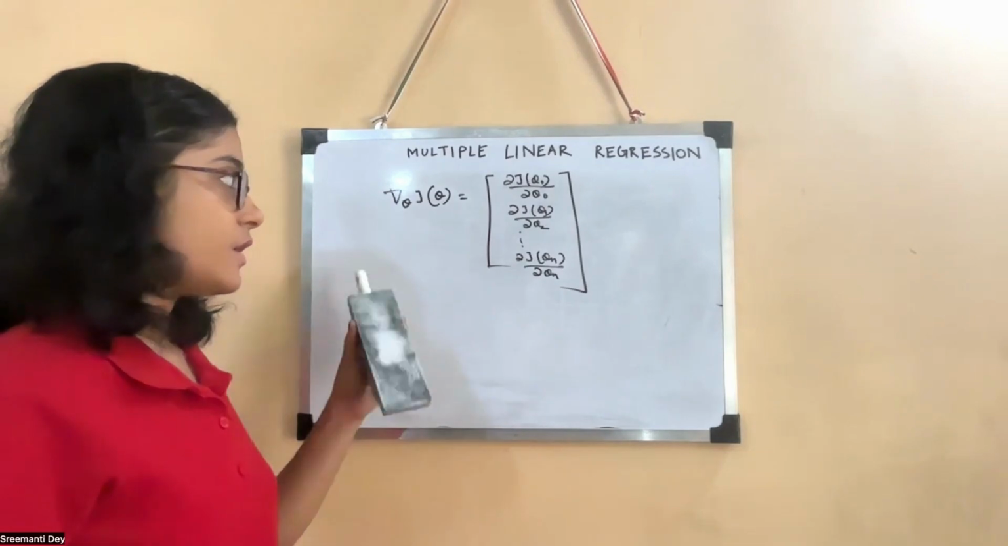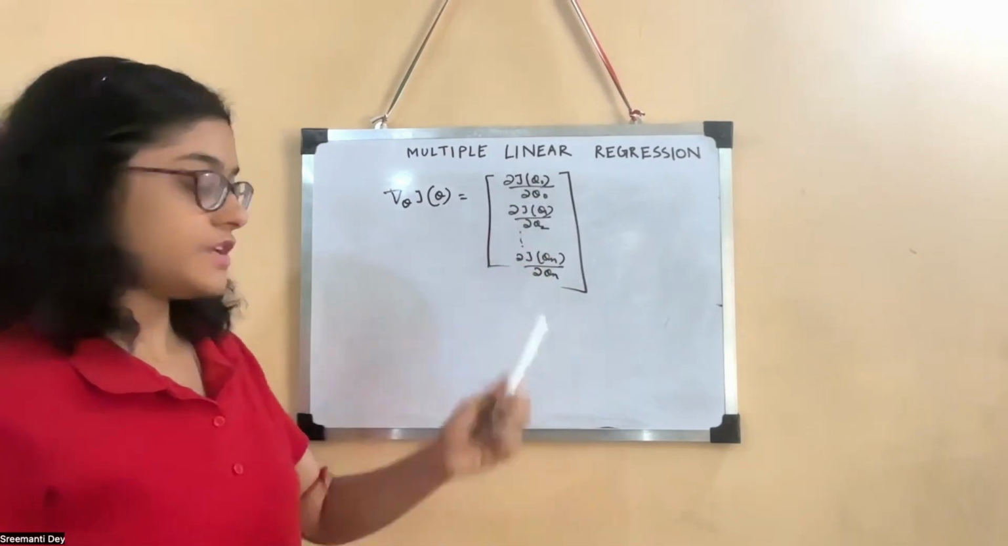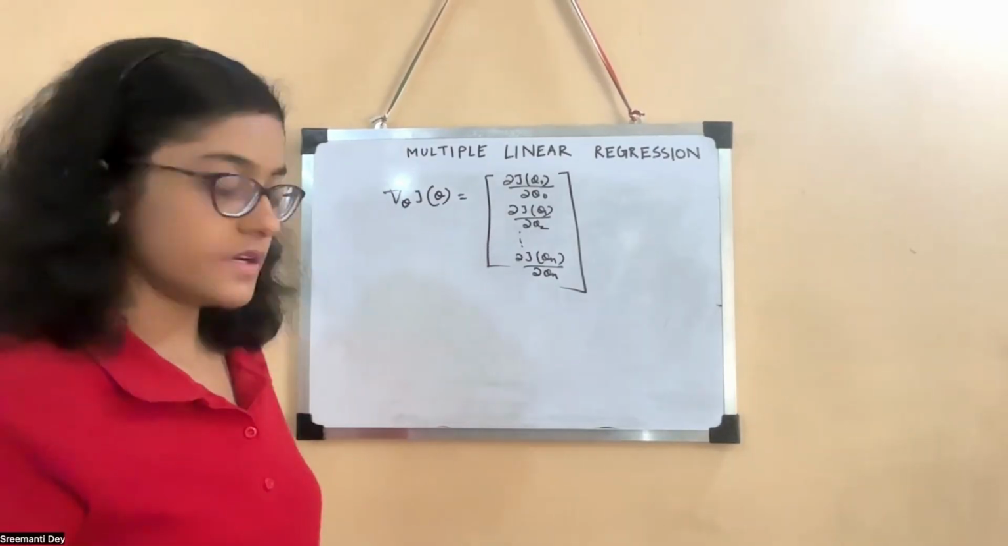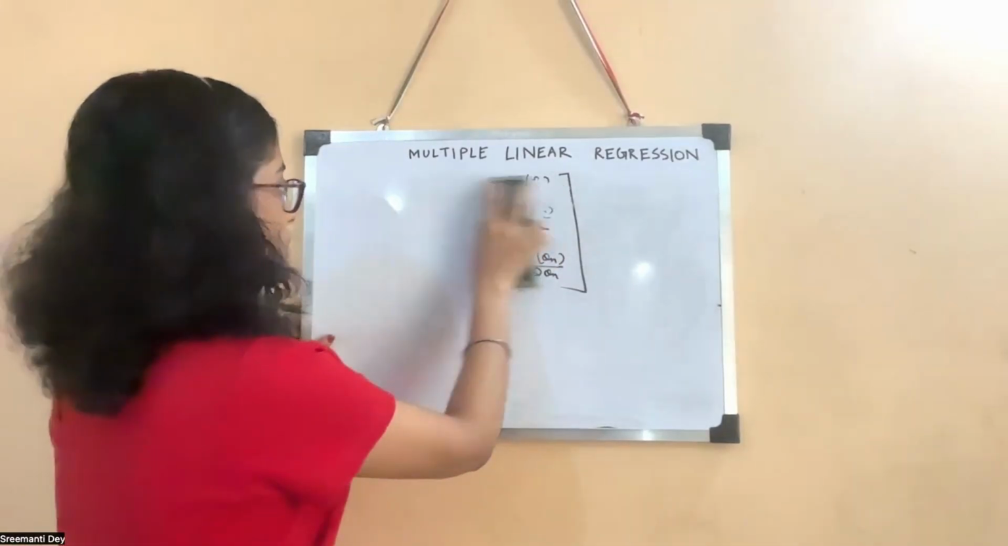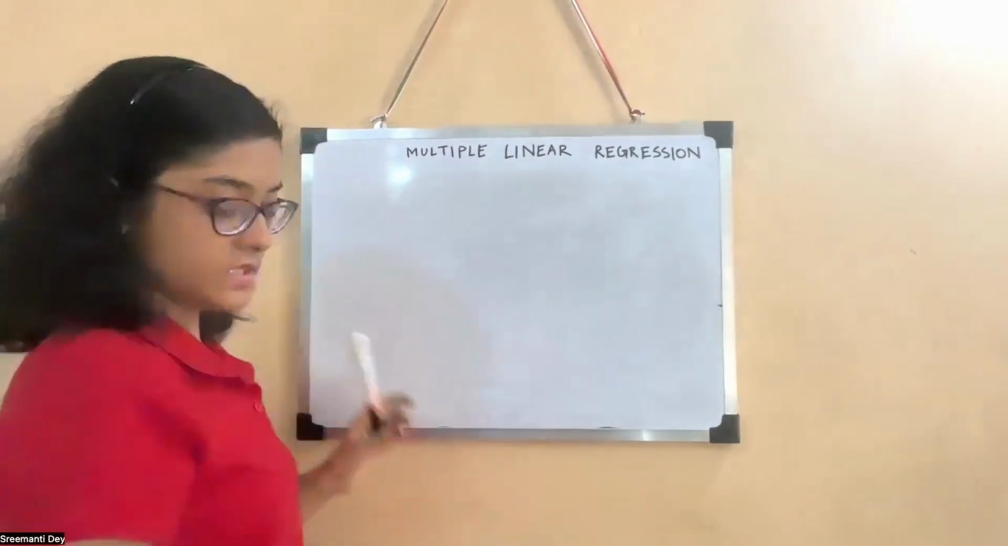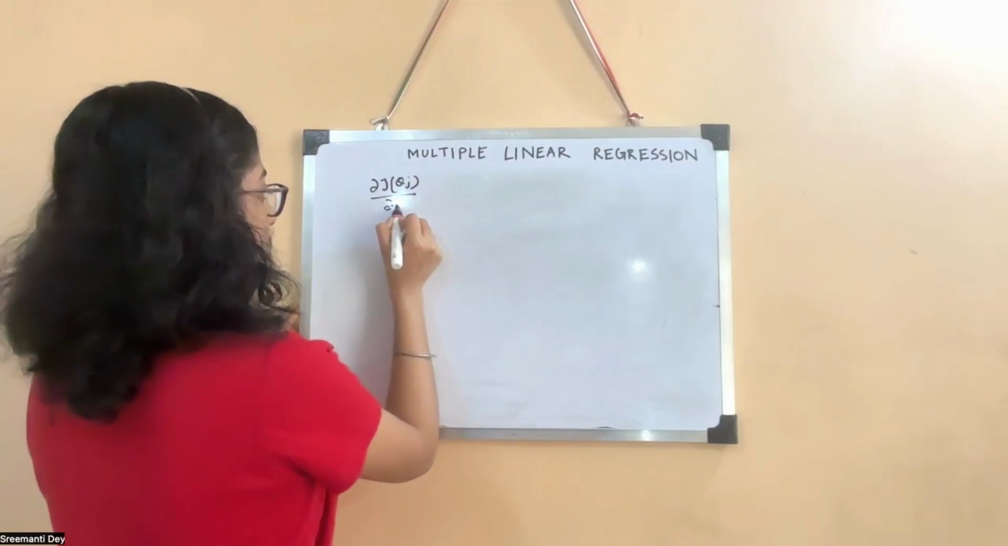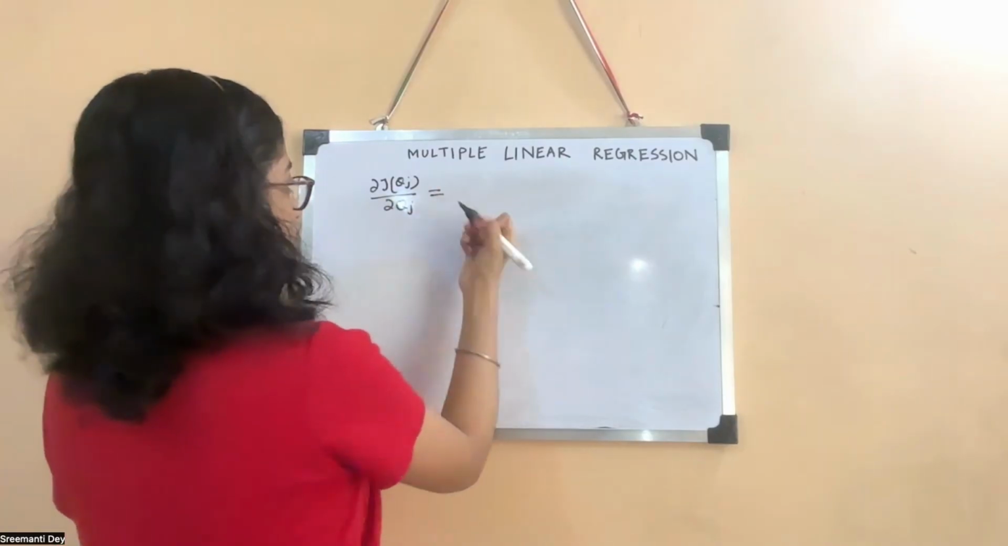Now we are going to break this down. We are trying to find this out. It's better not to do it all at once, we won't be able to finish. So let's remove this. Now what we have is dJ(theta)/d theta j. What would this look like?